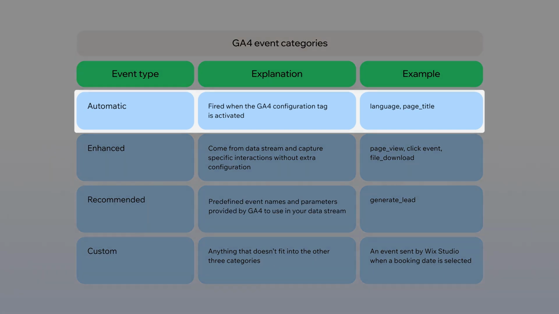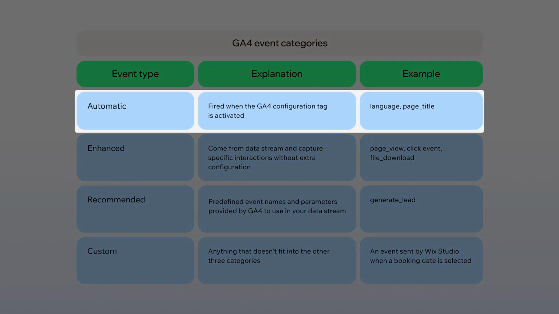In GA4, there are 4 key categories of events, each with a specific purpose. There are too many to go through, so we'll share a template that lists all the events and parameters. But for now, let's look at the 4 key categories. Starting with automatic events. These automatically fire when you activate your GA4 configuration tag or turn on GA4.